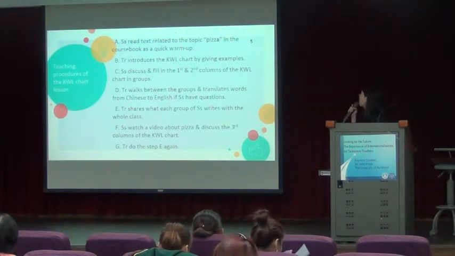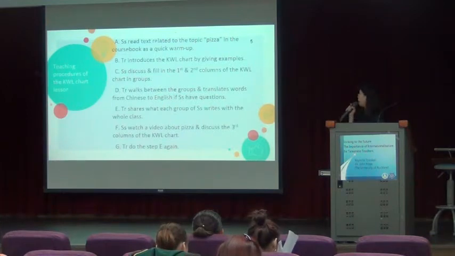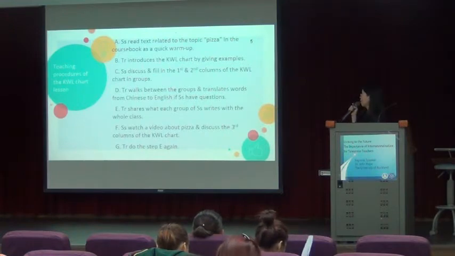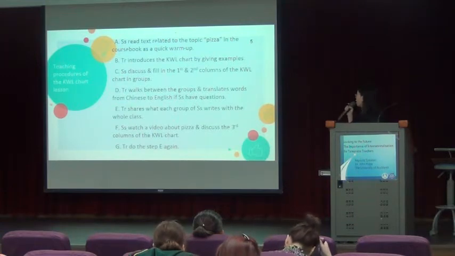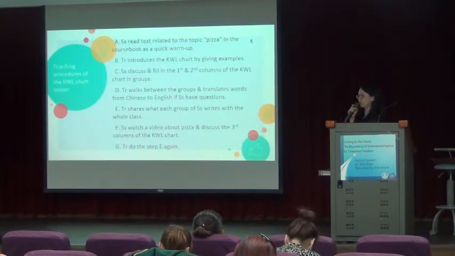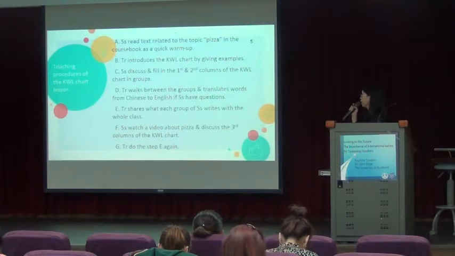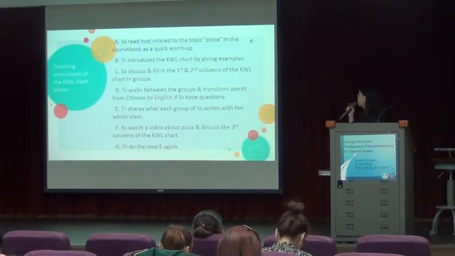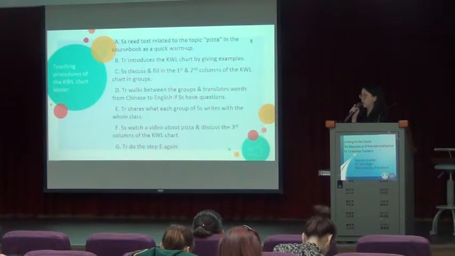First, the students will read text related to the topic pizza in the course book as a quick warm-up. And then after that, the teacher will introduce the KWL charts by giving examples. And third, students will discuss and fill in the first and the second column of the KWL charts in groups. Fourth, the teacher walks between the groups and translates words from Chinese to English if students have questions. And fifth, the teacher shares what each group of students writes with the whole class.